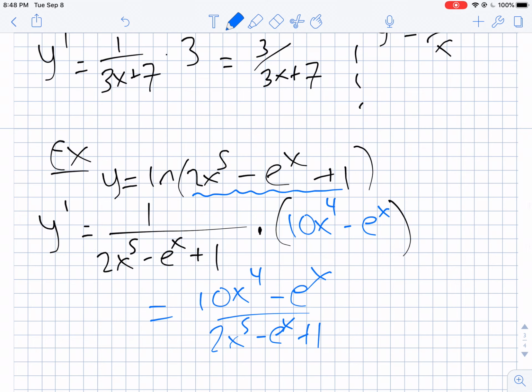Okay, so that's the chain rule, guys. The key here is to take the derivative of the function, leaving the inside alone, and then remember to multiply by the derivative of the inside every time. I know it looks a little weird. This is something the more you practice, the more you're going to become familiar with.